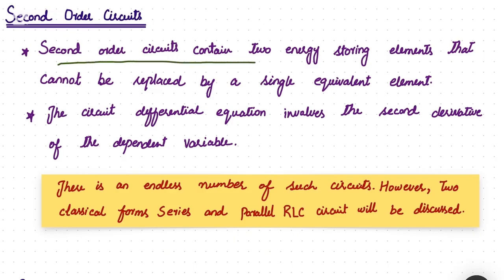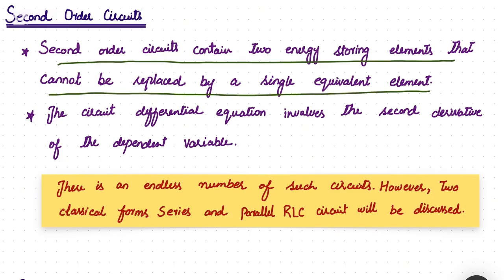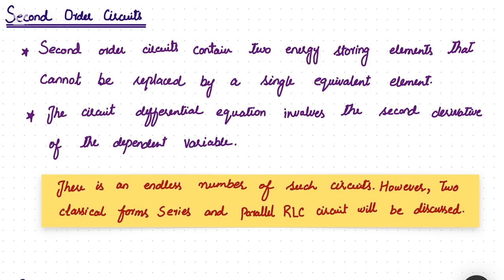Second order circuits contain two energy storing elements that cannot be replaced by a single equivalent element. These two elements could be of the same type, like both of those could be capacitors or both of those could be inductors, and it is also possible that one element is an inductor and the second element is a capacitor.